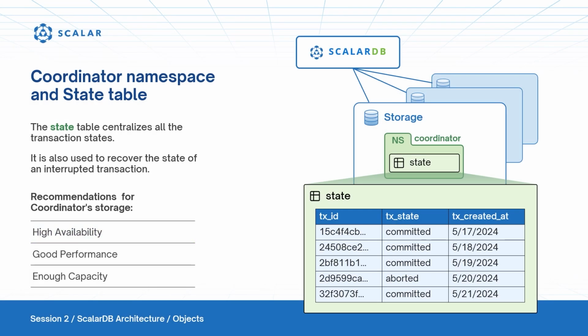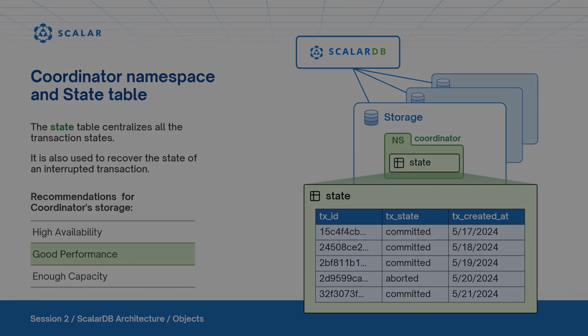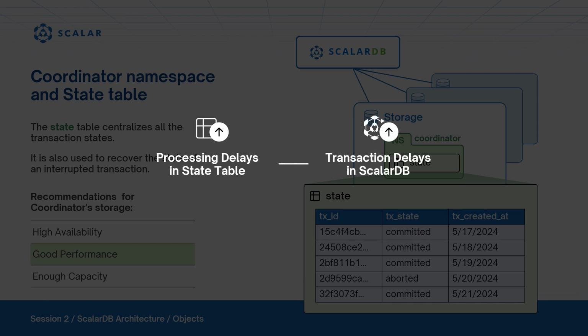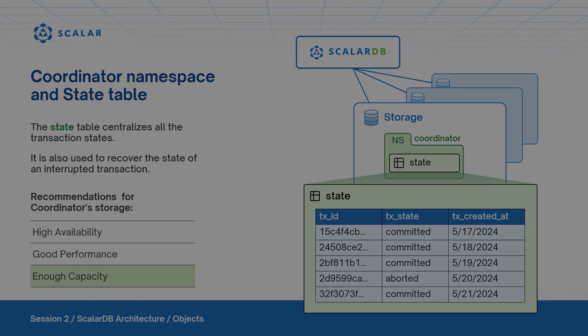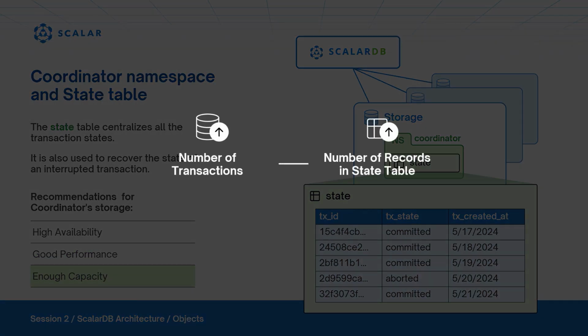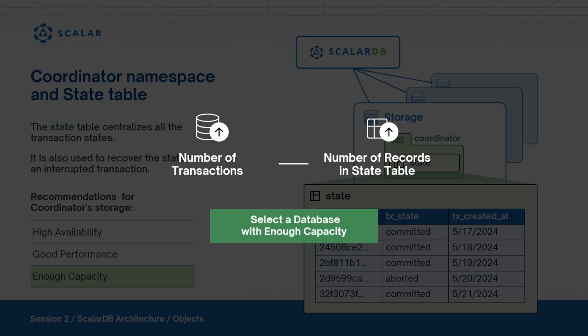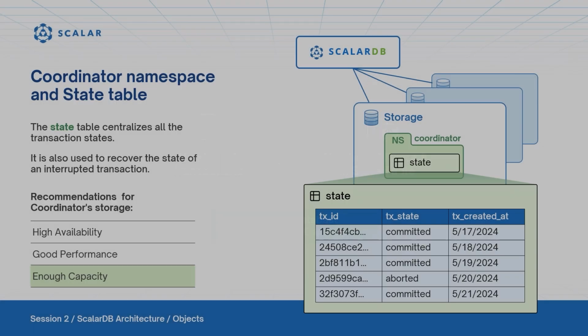If performance degradation or processing delays occur in the state table, transaction processing is delayed throughout ScalarDB. Therefore, select and configure a database by considering the expected transaction volume such as instance size and request units. As the number of transactions increases, the number of records in the state table also increases. Hence, it is necessary to consider the restrictions on storage capacity as well as expansion possibilities in required situations.